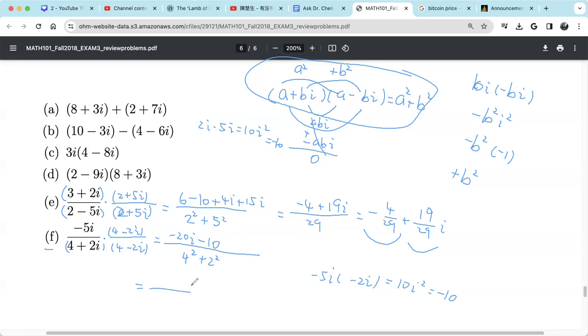Now we want to write it up. 4 squared is 16, 2 squared is 4, 16 plus 4 is 20 in the denominator. In the numerator we want to write -10 first. So we'll get -10. Then we have -20i divided by 20, right? Simplify this, we'll get negative half minus i, because 20 divided by 20 is just 1. 10 divided by 20 is half, but we have a negative sign. So we have negative half minus i as a solution. So this finishes the review for exam 3.